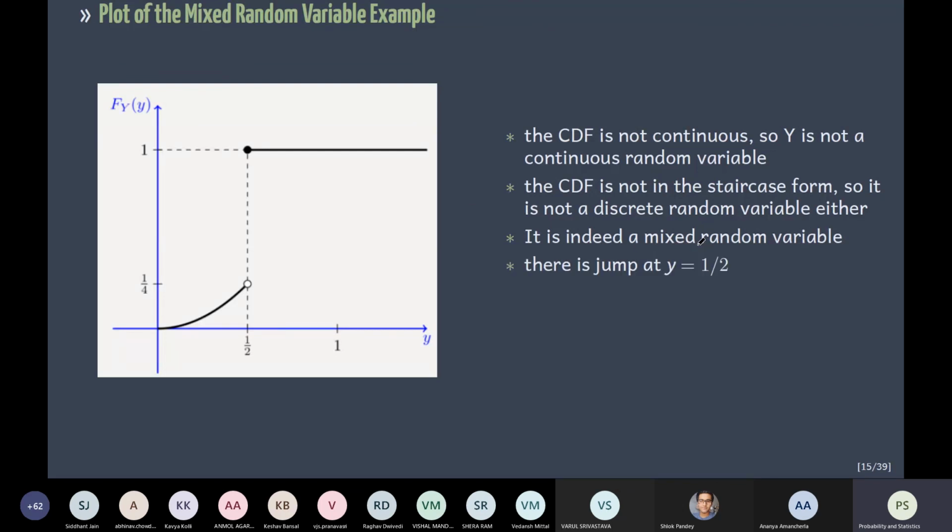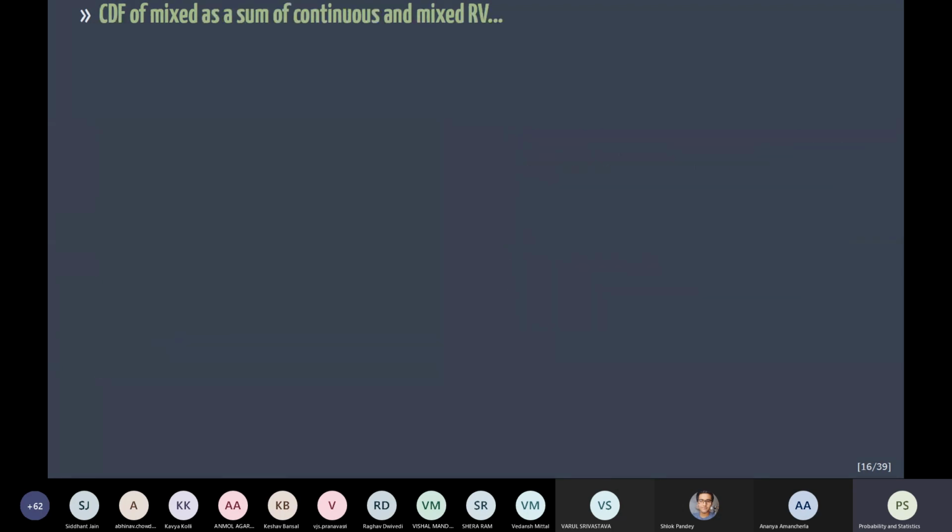Neither continuous nor discrete, and there is indeed a jump at half. That's what we discussed right now. The amount of jump is obviously 3/4. That's also what we discussed. And the CDF is otherwise continuous at other points. It's continuous at x values less than half. So that's the example of a mixed random variable.